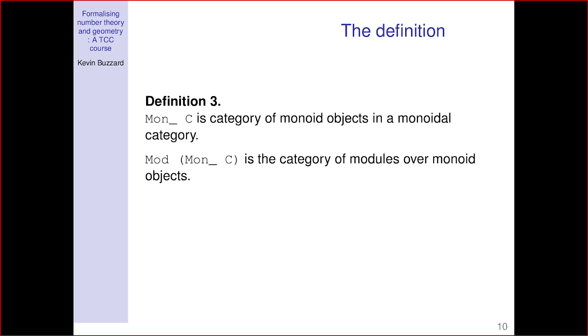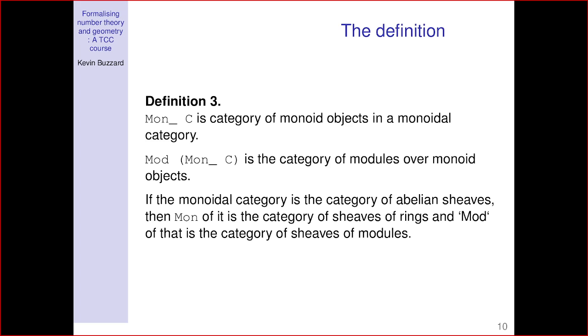And then once you've got a category of monoid objects, just like a monoid can act on a set, right? You've probably seen the definition of a group acting on a set, but if you think about it, the definition never uses inverses. And so it makes sense to talk about monoids acting on sets. And so a module over a monoid object is just an object in the category that the monoid object is acting on. And if you do all this with the category of abelian sheaves, sheaves of abelian groups, then according to my PhD student, Jujian, and I trust him, apparently Mon of it is now the category of sheaves of rings. So you start with the category of sheaves of abelian groups, and the monoid objects in that category are the sheaves of rings, because the monoid structure is the multiplication, right? You've got the addition from the sheaf of abelian groups, and the multiplication gives you the sheaf of rings. And then Mod of that is the category of sheaves of modules, apparently.